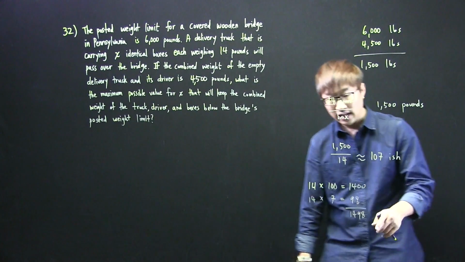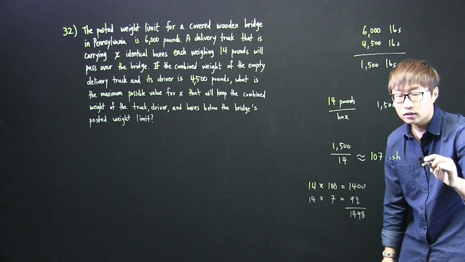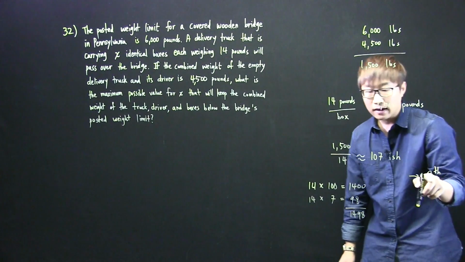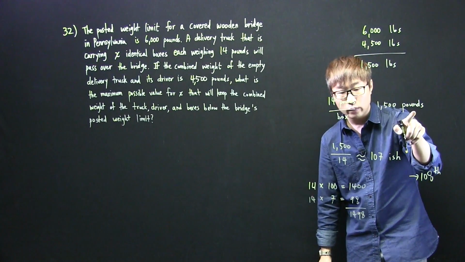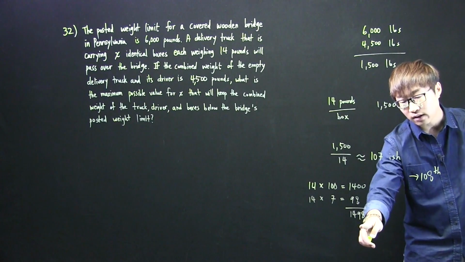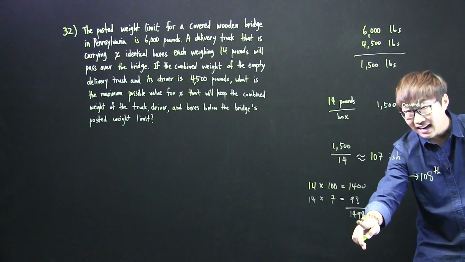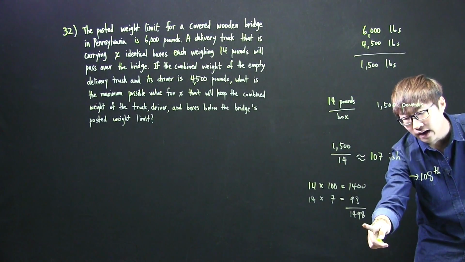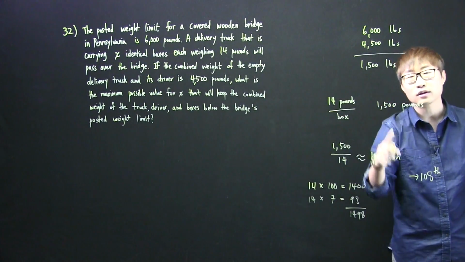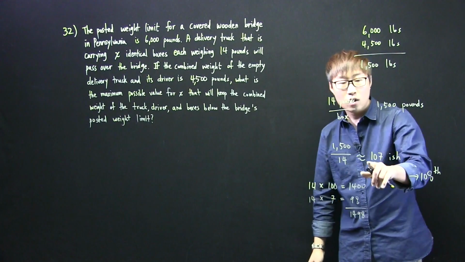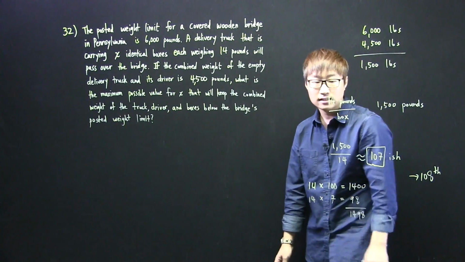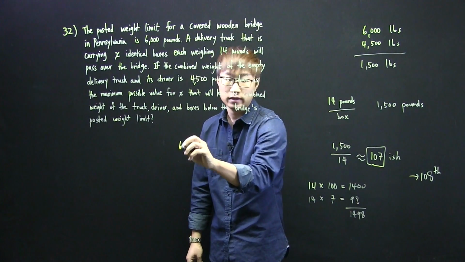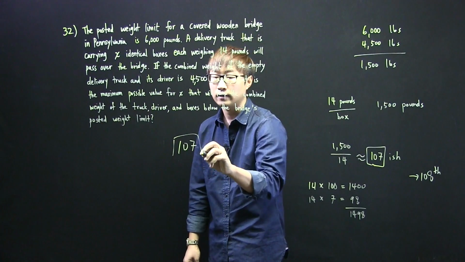which is 1,498. And you see how if I add one more box, so I go to the 108th box, then I'm going to pass over the limit of 1,500 pounds that we can work with. 1,498, we are right there. We're not at 1,500 pounds yet, but if I add another 14-pound box, it's going to exceed the limit of 1,500 pounds. Therefore, 107 boxes is the maximum that we can carry before we go over the limit. So the answer is 107.